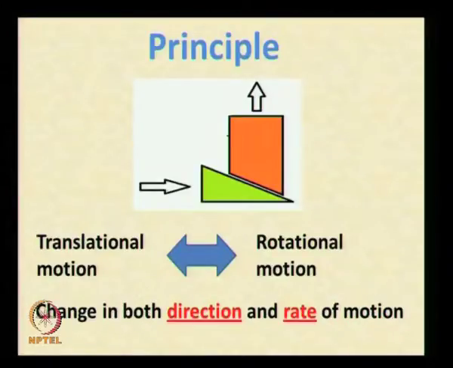If the green wedge moves right, then the upper block goes up. This is the principle behind the screw. A screw changes translatory motion into rotational motion and vice versa. It also changes both the direction and rate of motion.